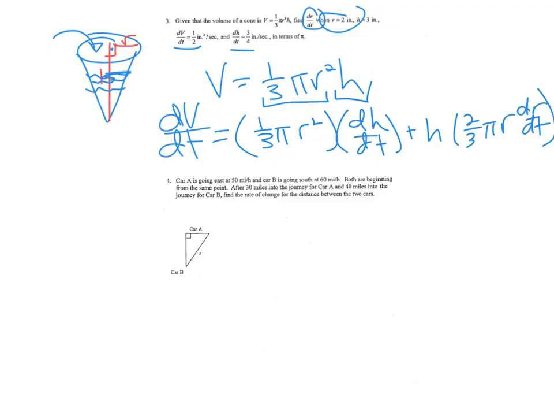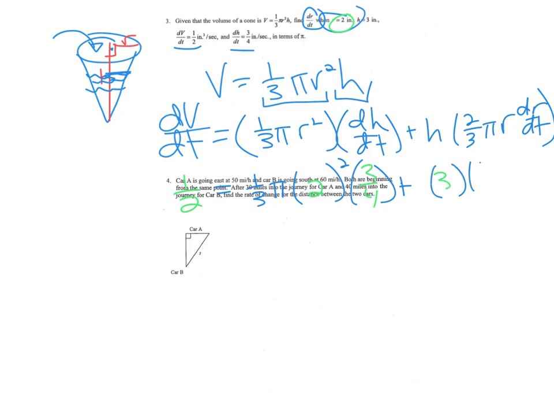We were told that dV/dt is a half, and 1/3 and pi are constant, and r at this particular moment, remember, is 2. And dh/dt we were also given was 3/4. So a little bit of a mess. And again, remember, we were told that h was 3.